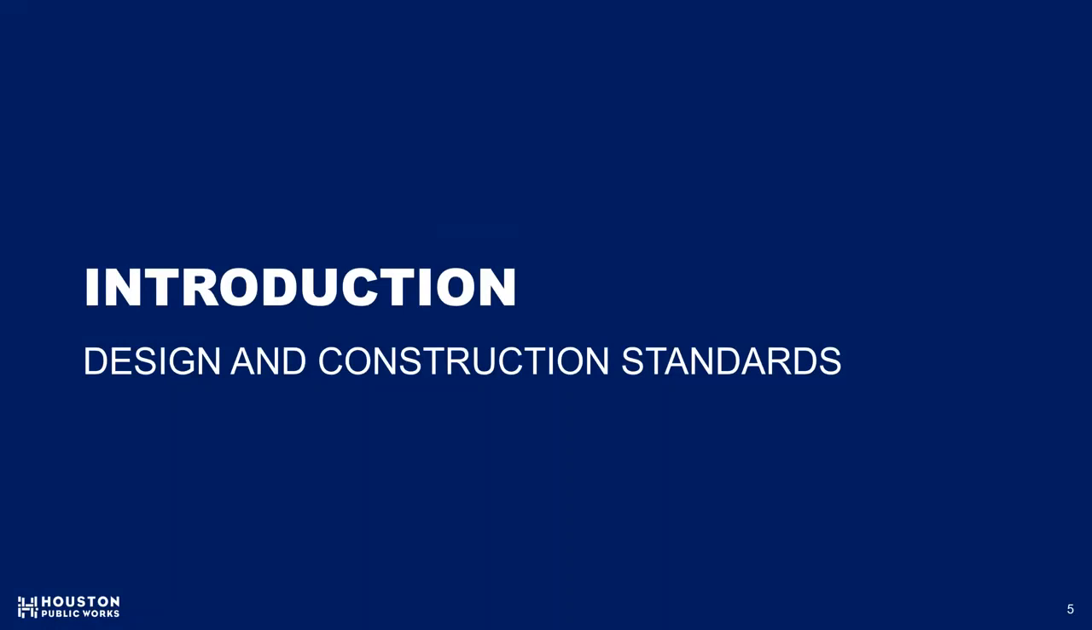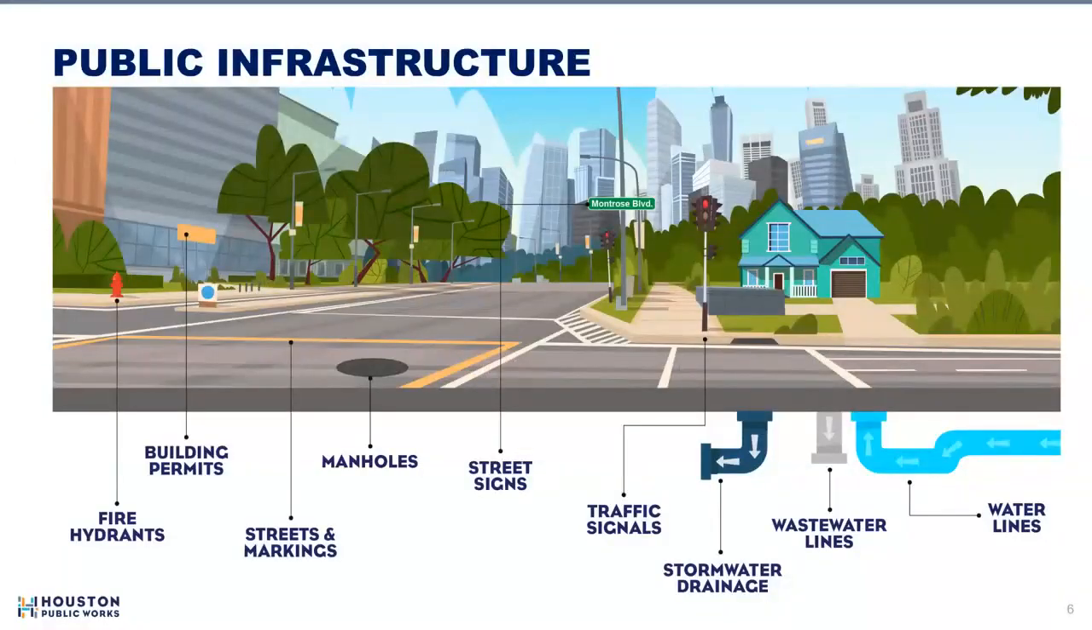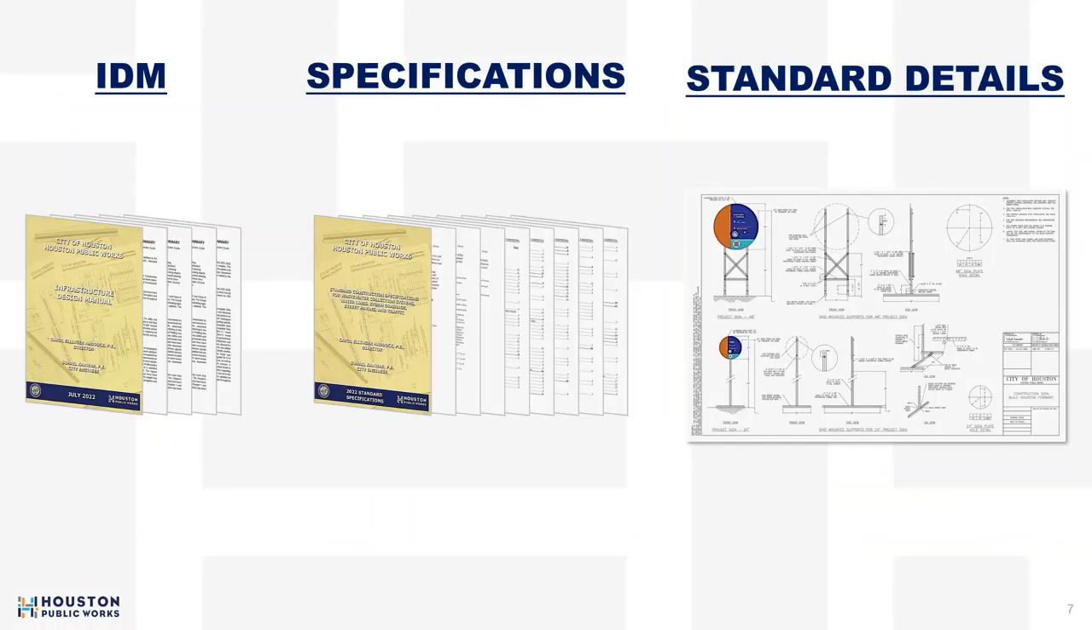Before I present an overview of the updates made during the 2021-2022 review cycle, here's a quick overview of Houston Public Works design and construction standards. The city's infrastructure design manual, construction specifications, and the standard details provide minimum requirements for design and construction of the city's infrastructure that is operated and maintained by Houston Public Works. The IDM, specifications, and standard details communicate what the city needs and capture lessons learned.